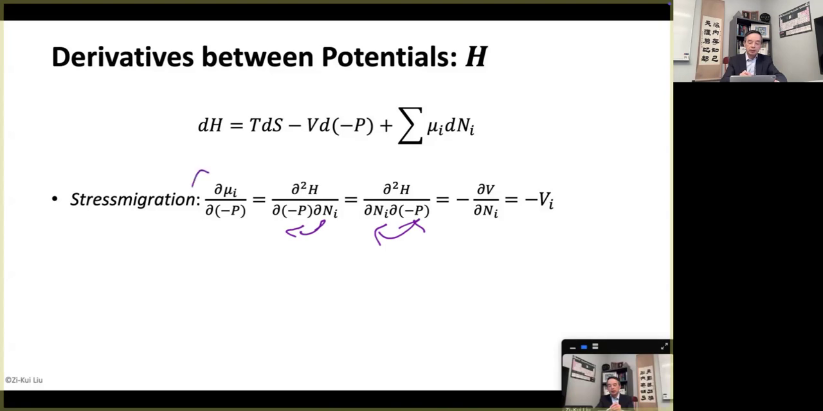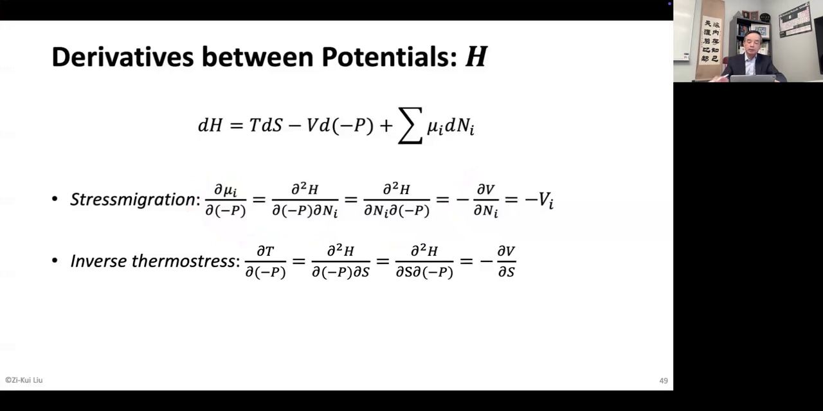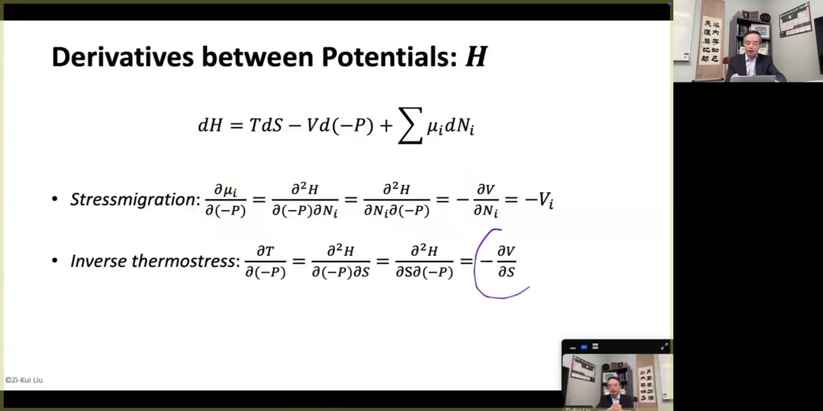Now we find that the derivative between two potentials is equal to minus the derivative between their conjugated variables, the molar quantities. In this case, it gives the partial volume. Now we can do another one between temperature and pressure. We call it the inverse thermal stress. It is equal to the volume derivative to the entropy derivative. So this one is the temperature to pressure derivative in a system.